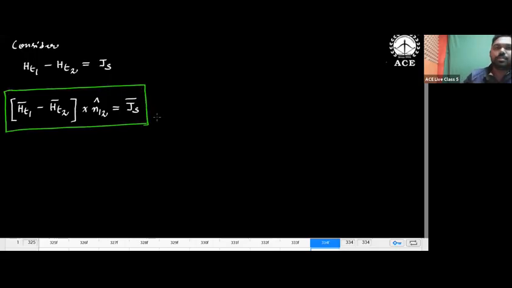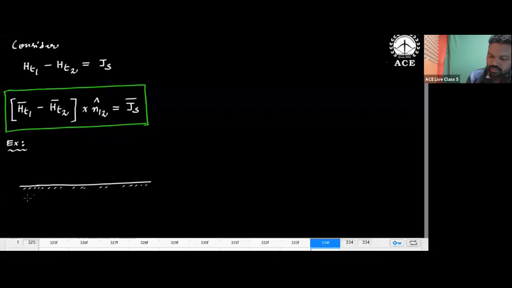This is a thing you need to remember. Why? Let me justify with the help of an example. Let me consider the media interface. Here is a media interface. This is medium 1. This one is medium 2.